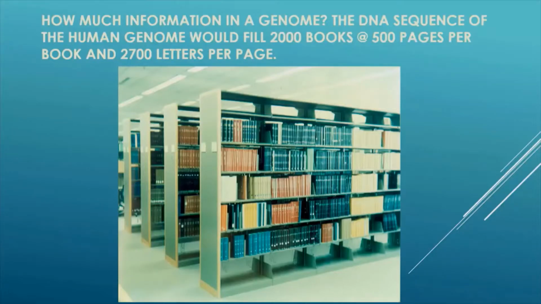If we were to look at the sequence of bases in a human genome in size 12 font, they would occupy 2,000 books, each book 500 pages in length, with 2,700 letters per page. This is an immense amount of information.